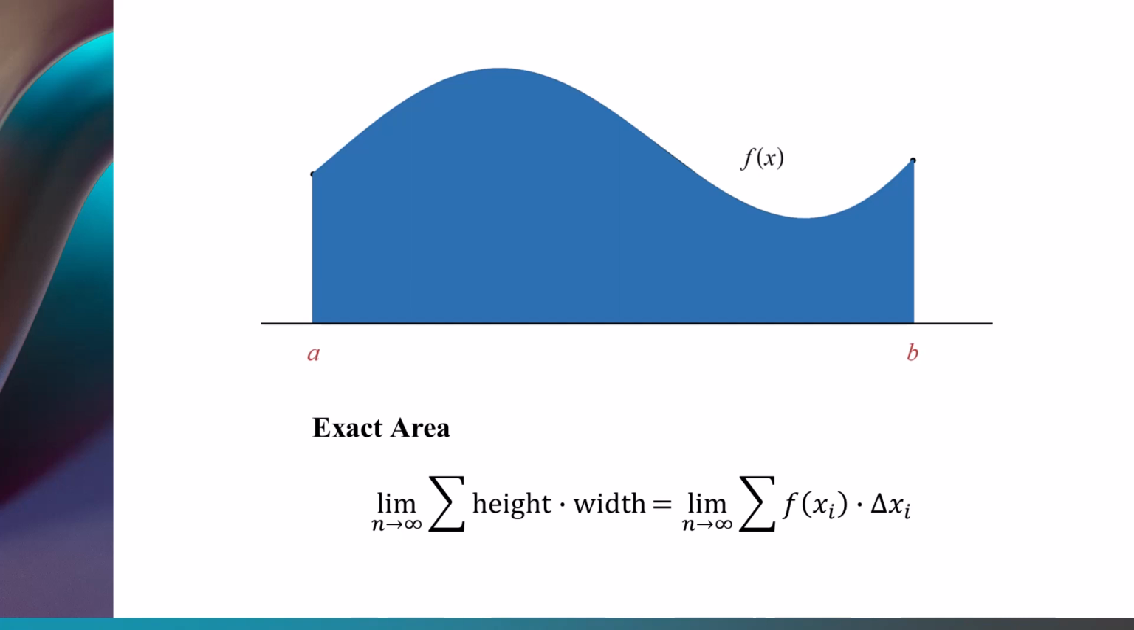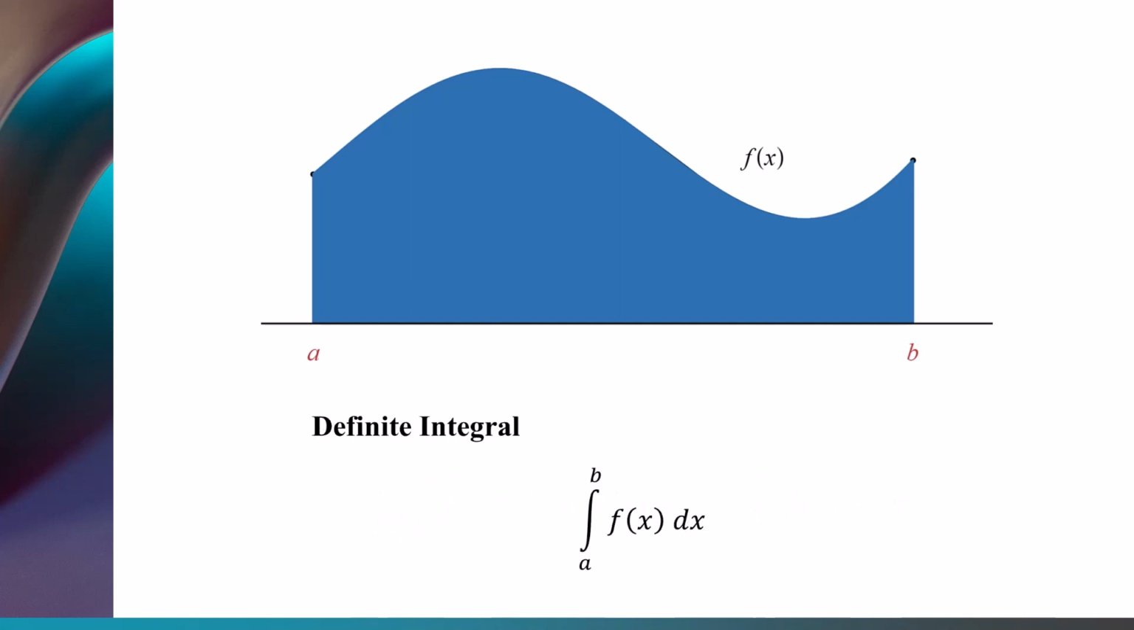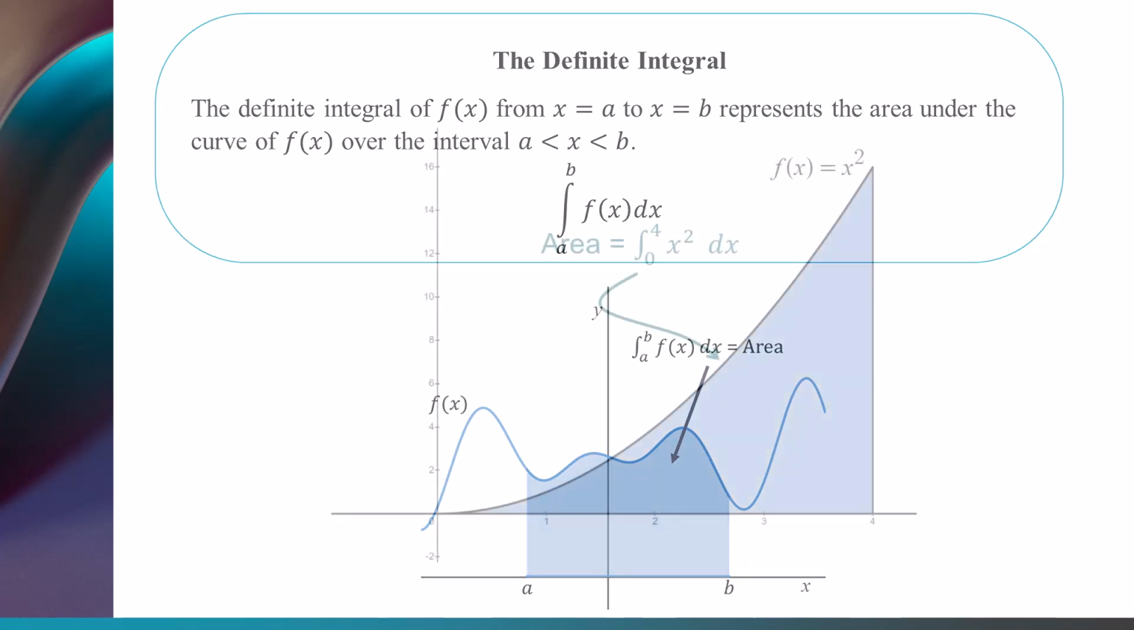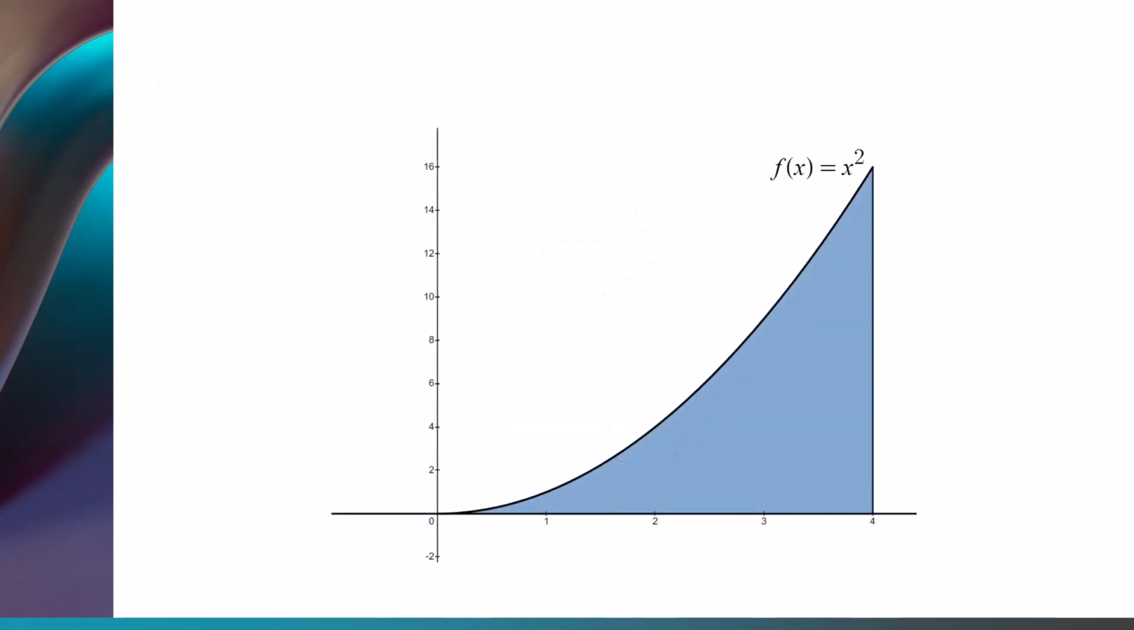However, mathematically, we generally use the notation the integral going from a to b of f of x dx, and this is referred to as the definite integral. So the definite integral of f of x from x equals a to x equals b represents the area under the curve of f of x over the interval from a to b. Looking back at our original problem, we can see that the area that we were seeking is given by the definite integral of x squared from x equals 0 to x equals 4.